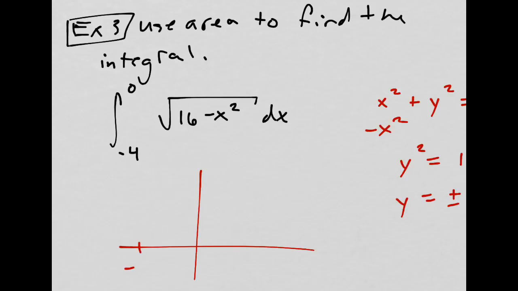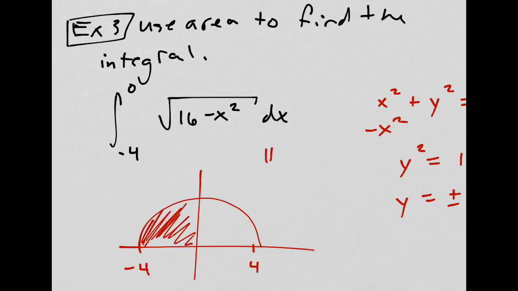That from -4 to 4, I have a semicircle, right? But the integral is saying only calculate it from -4 to 0. That corresponds to that area, right? So if I'm using areas to do this, I'm not evaluating the integral at all. I'm just using areas. Well, I guess I am, but I'm using areas.